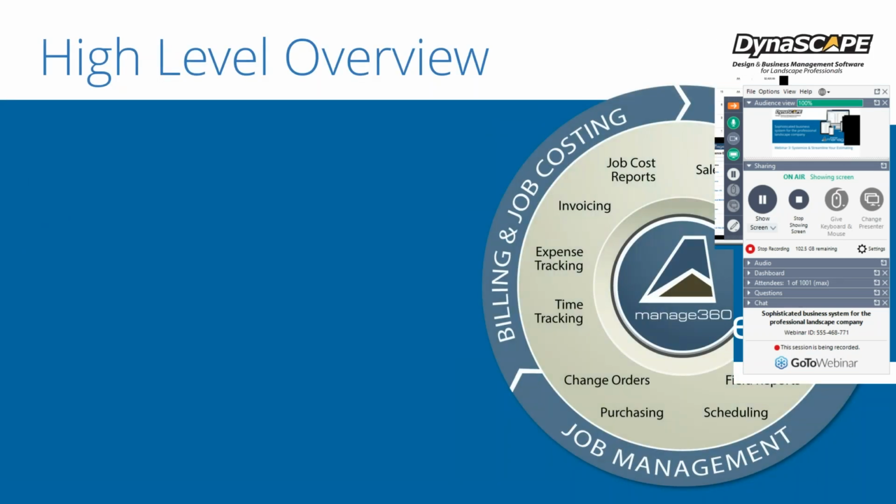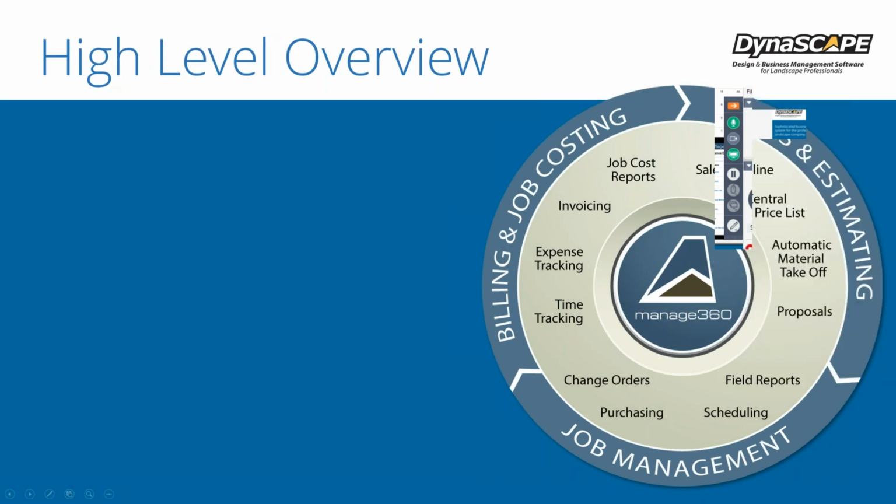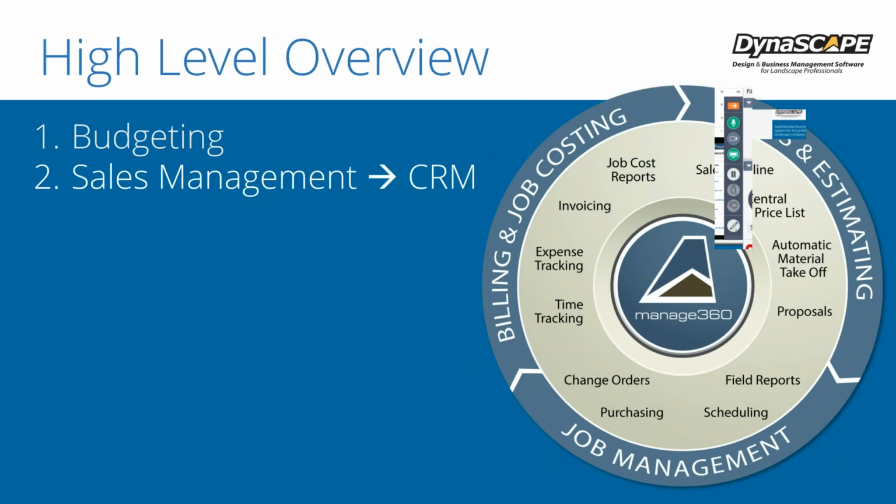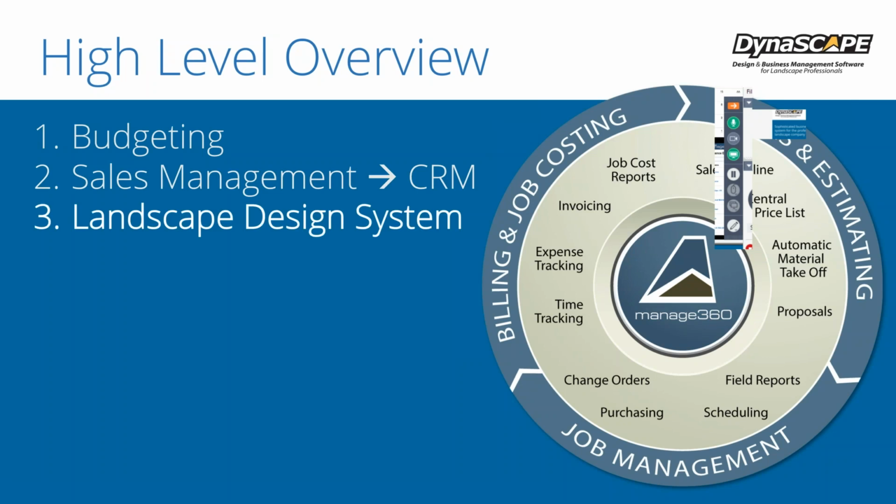So again, a high-level overview. Manage 360 is a complete end-to-end business system for the professional landscape industry. And so we have a full system of budgeting, sales management, or customer resource management systems, a landscape design system, which today we're going to look at. I'm not going to do too much training in how that works, but rather how the integration with Manage 360 works. We're going to look at the estimating system and how that all functions and how to streamline what you're doing there.